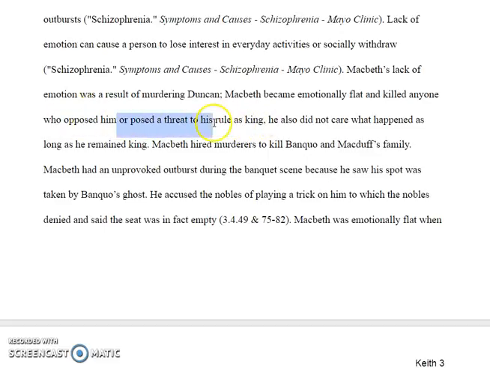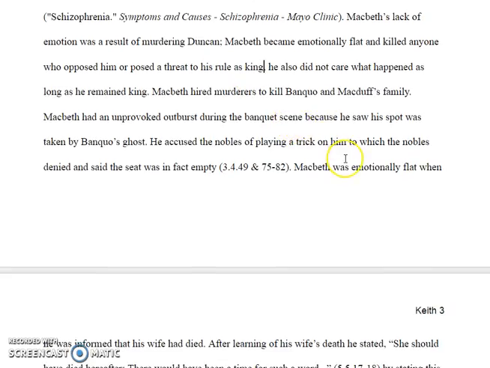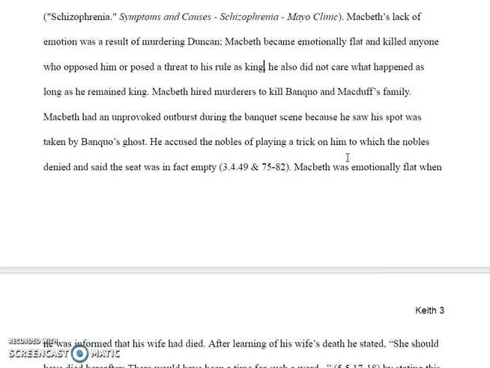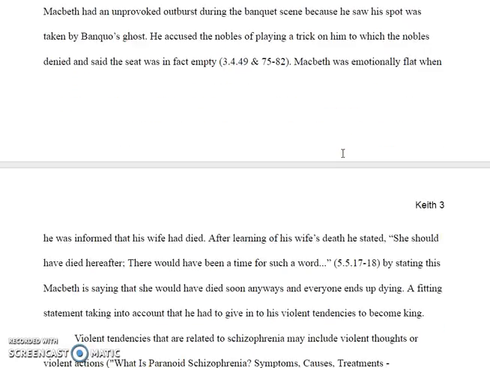Now, this last part is, or posed a threat to his rule as king. I think that works well. You got a comma splice there. This is all plot, which is his angry outburst, but again, that's also his hallucination, which you just talked about.